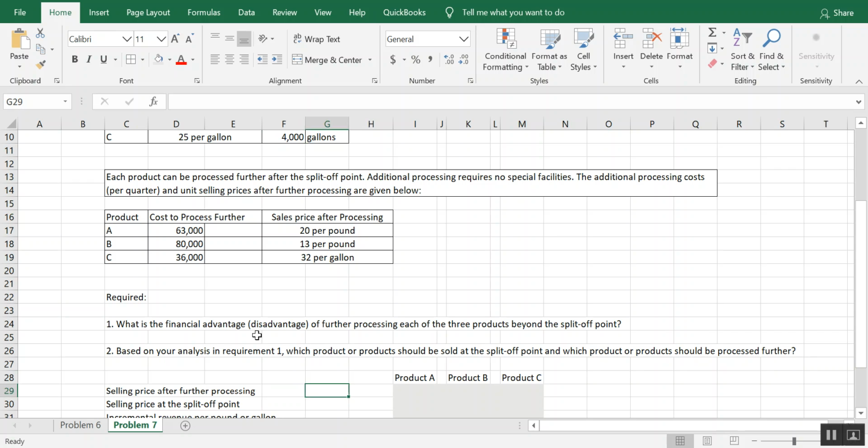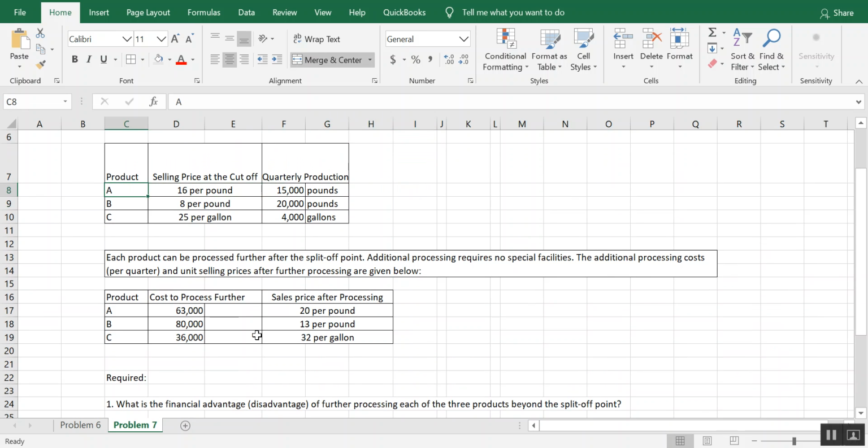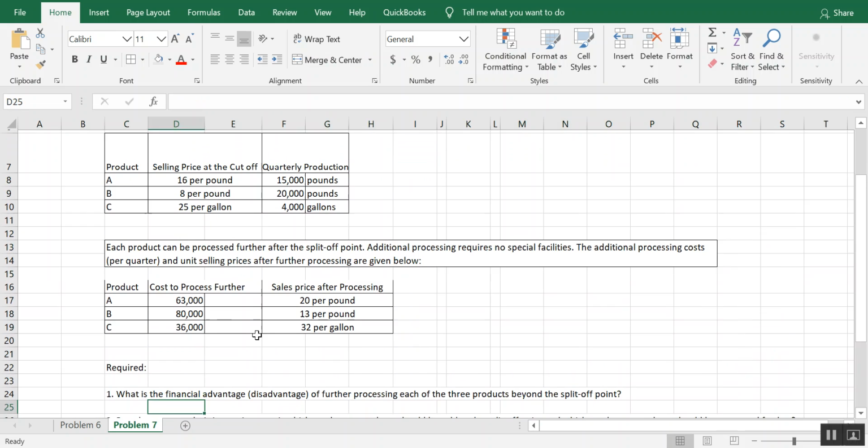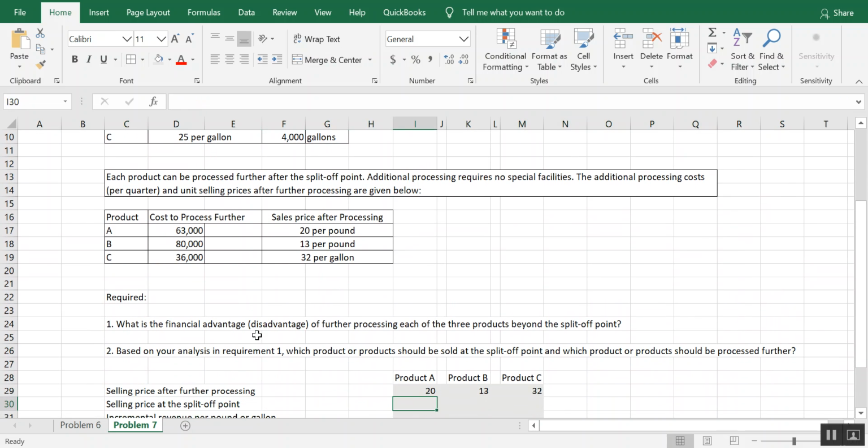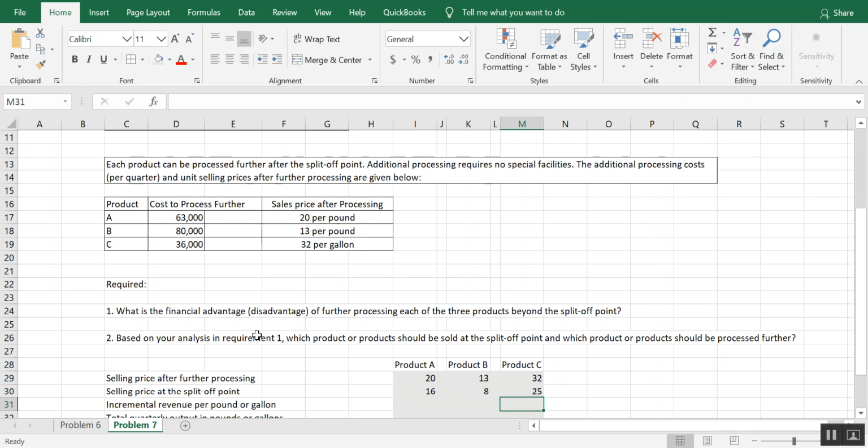So we start with what will be the selling price after we process these further. For product A, it's $20 a pound. For product B, it's $13 a pound. And for product C, it's $32 a gallon. Now, what was the selling price at the split off point? Well, for product A, we had $16, and for product B, we had $8. And then product C was $25 a gallon.